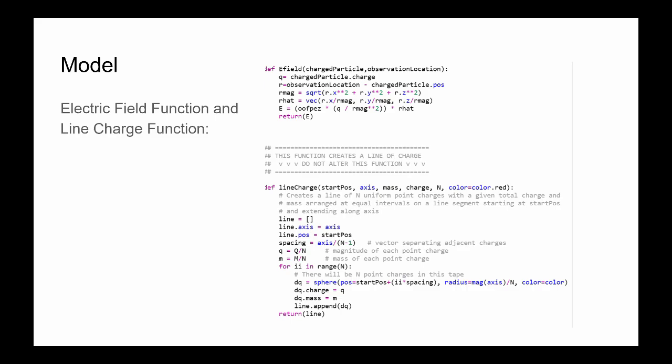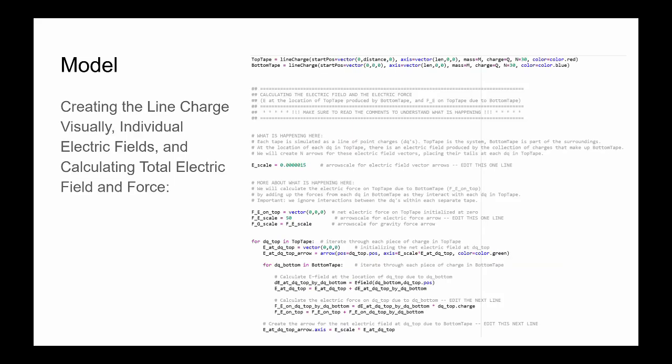Here you can see the electric field function, which is E field, and the line charge function, which is line charge. The electric field function calculates the electric field for each point, and the line charge function creates the line charge. The top two lines of this image create the line charge visually: top tape creates the line charge of the top tape, bottom tape creates the line charge of the bottom tape. All this code right here calculates the individual electric fields at each individual point, which is modeled by a green arrow, and then adds all those together into a total electric field and uses that to find total electric force.